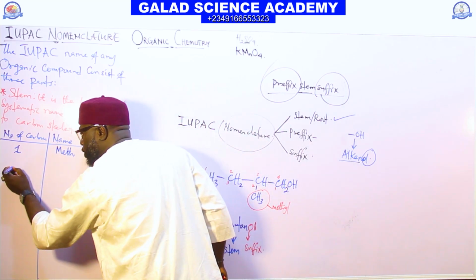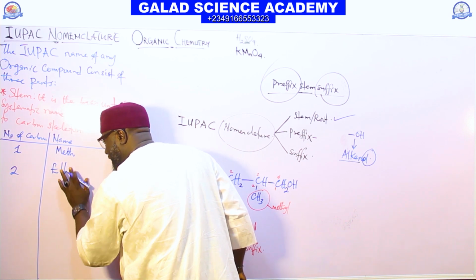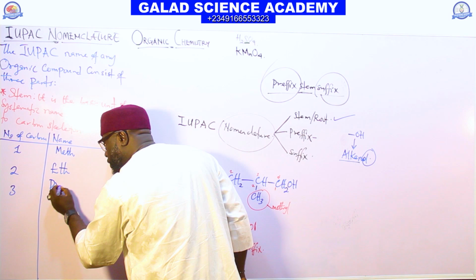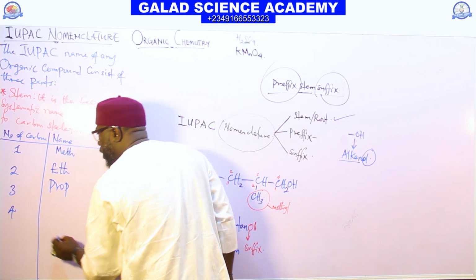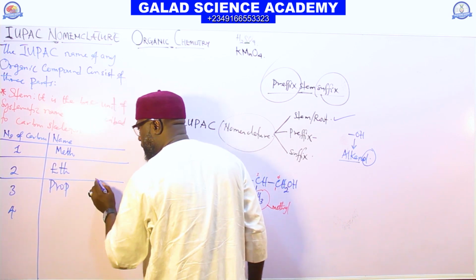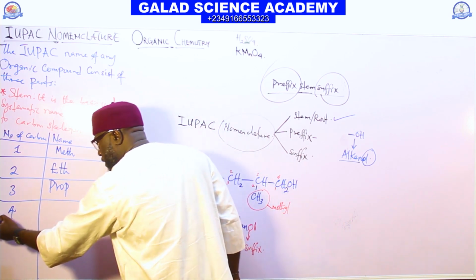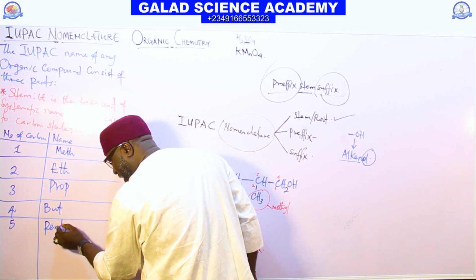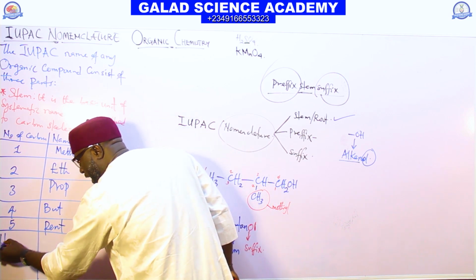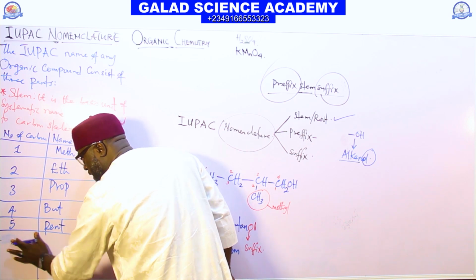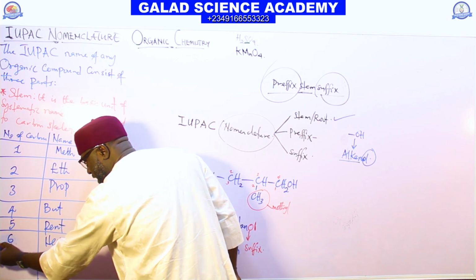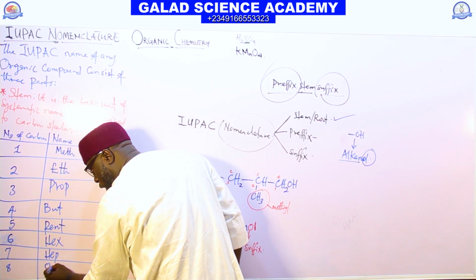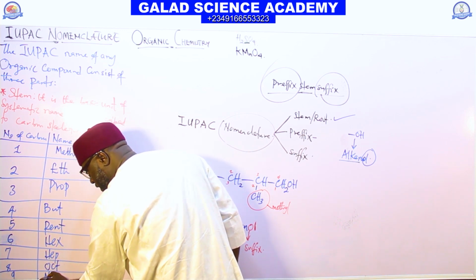If an organic compound contains two carbon atoms, the stem name is eth. If it contains three carbon atoms, the stem name is prop. If it contains four carbon atoms, let me underline it in this form, four is but. If it is five, you call it pent. If it is six, you call it hex. If it is seven, you call it hept. If it is eight, you call it oct. If it is nine, you call it non.